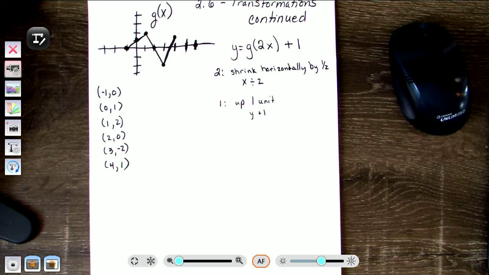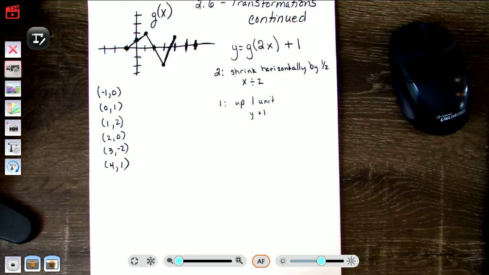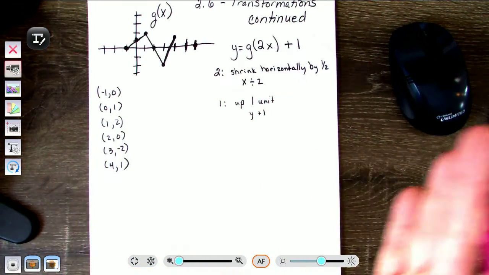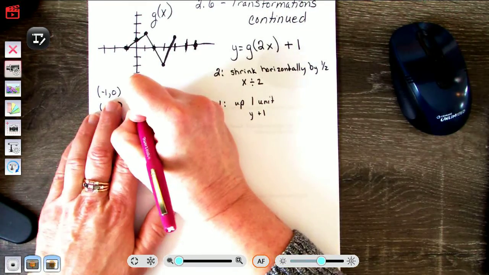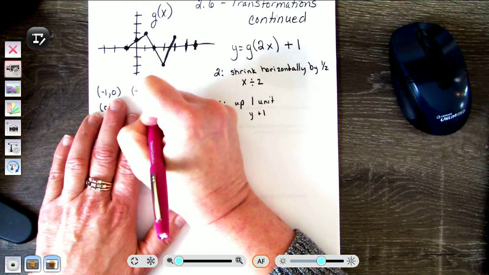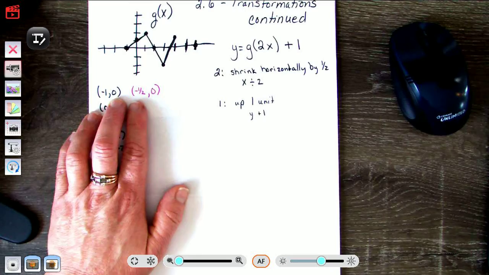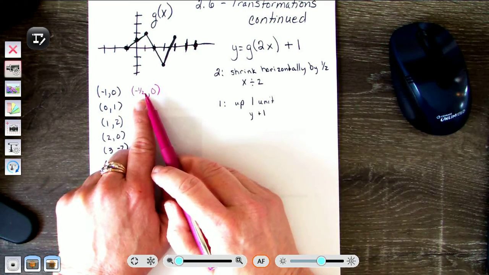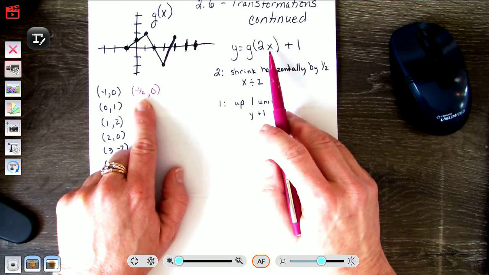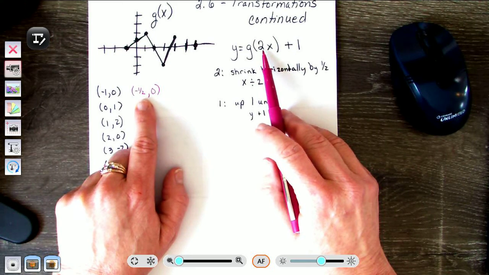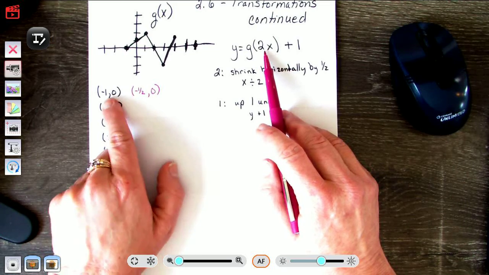And I'm going to do one at a time again, just to make sure we don't make mistakes. So this is going to take my x values, and it's going to bring them in halfway. So this -1 is going to move to a half. And the reason it works this way is because what we would do is, this would be my x value. It's going to go into the function, and then the first thing that happens is it gets multiplied by 2 to turn back into the -1.